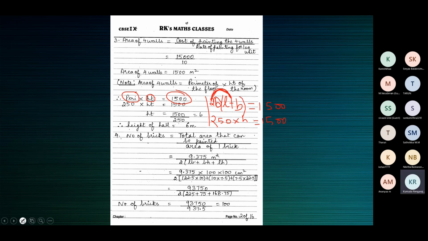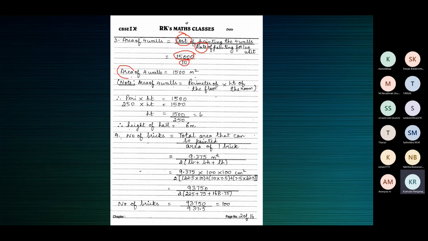Let's see it again. We are given the cost of painting the 4 walls and the rate of painting. When you divide the total cost by the rate, you will get some area. Which area you will get is whatever you've incurred the expenditure for. Your expenditure is for painting the 4 walls, so you will get the area of 4 walls. That is one part of the answer.